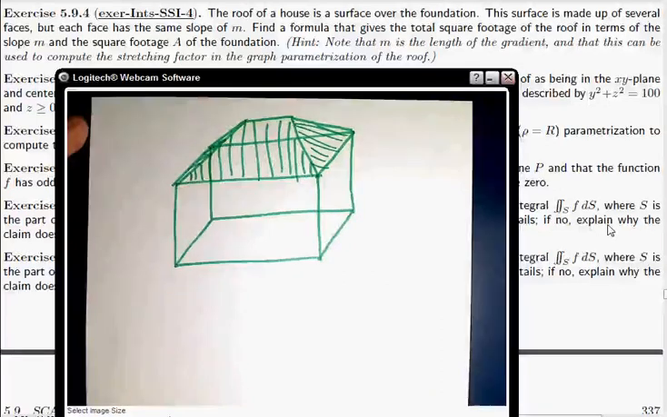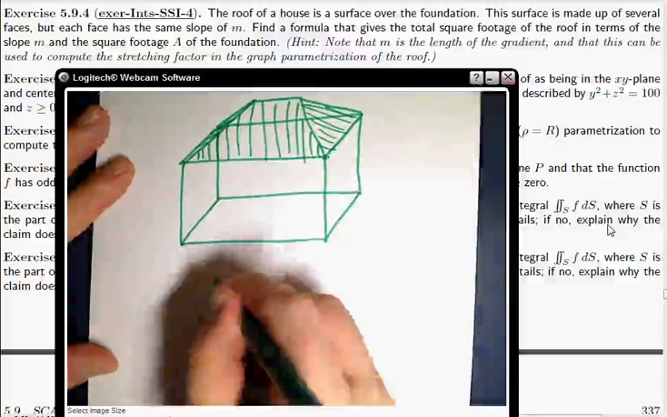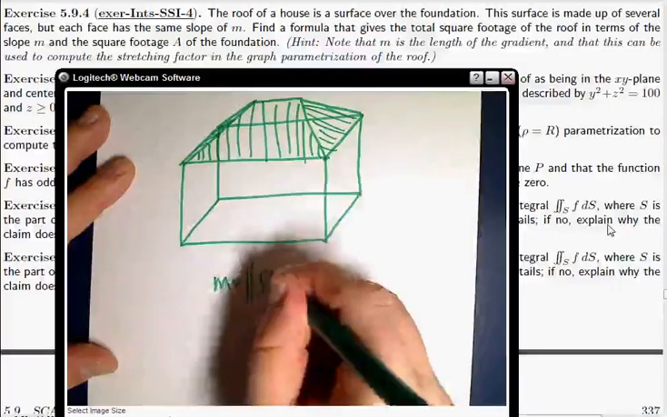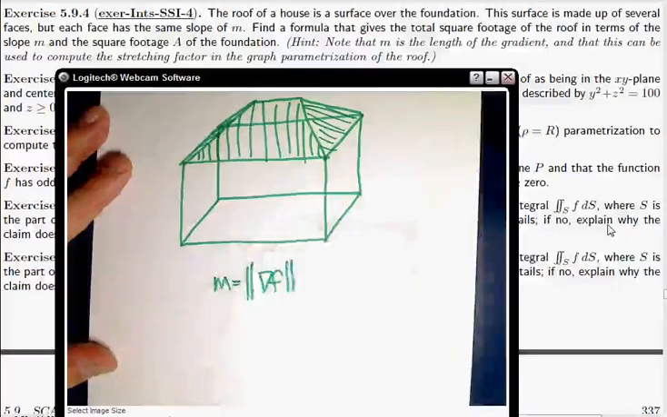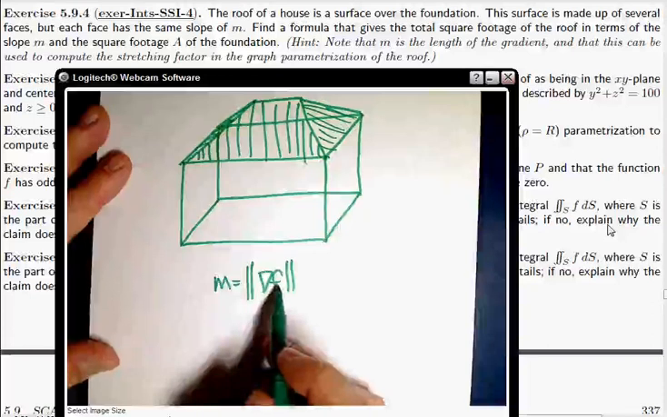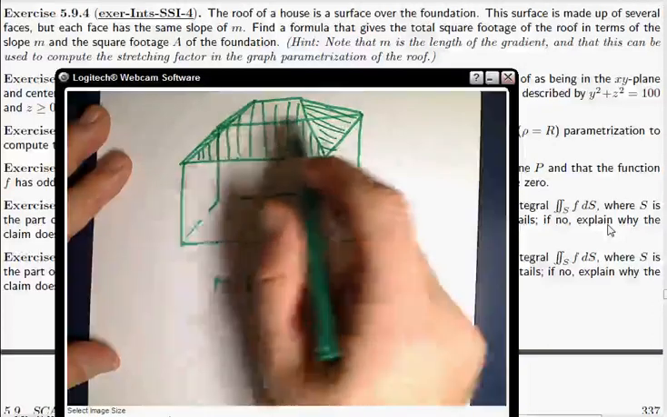Okay. So let's look at the hint. The hint said that note that m is the length of the gradient. Now let's pause and talk about that. Remember, the gradient vector has these neat geometric properties, and the length of the gradient tells you the slope, right? And that's this m thing that's been given. All right, so let's write that down. M is the length of the gradient. Specifically, it's the gradient of the function whose graph is this roof.